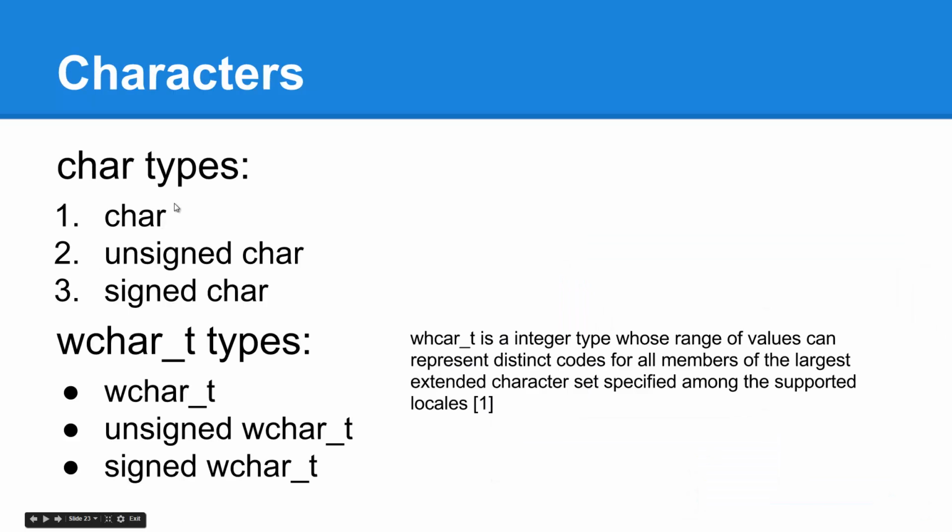So, characters can be unsigned or signed. Simply the difference there is that a signed character, once it gets to 127, it's still 1 byte. Once it gets to 127, if you increment it further, it will wrap around.